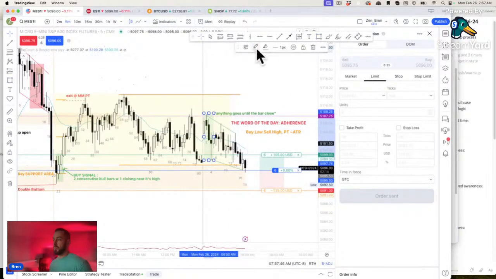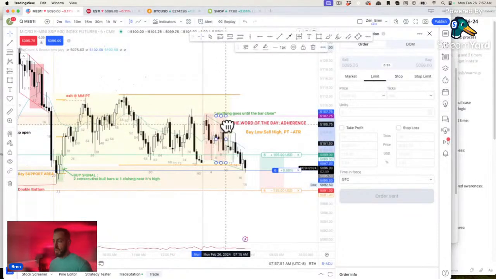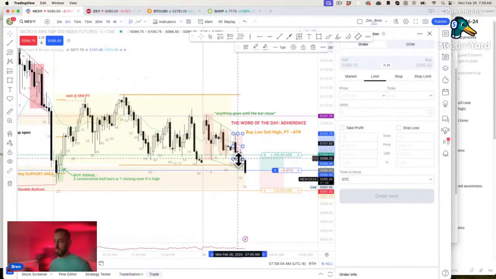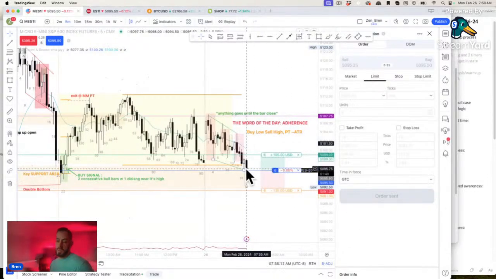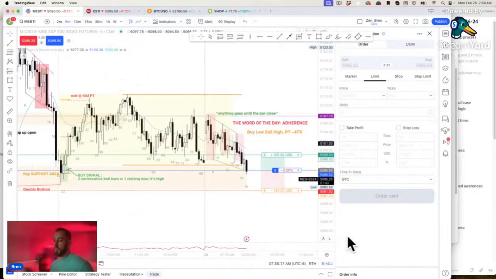1 leg down. 2 legs down. Three legs down. Oops. So that's why I like that for a long. ATR 3.6, going for 3.5. Okay, so we'll either get it or we won't. If we're wrong, we'll take the stop out and we'll reevaluate.